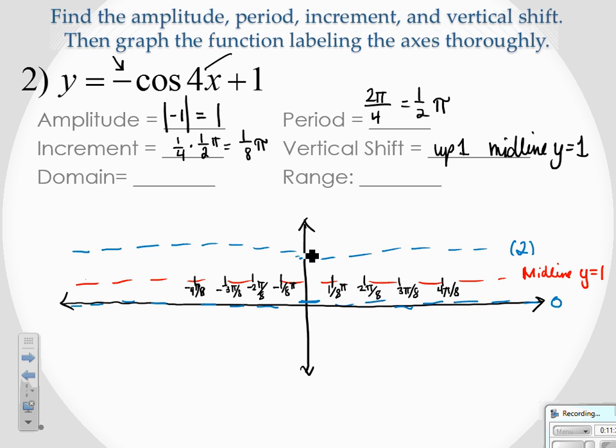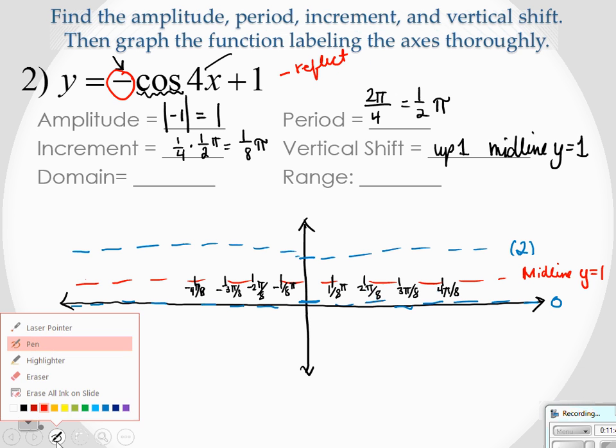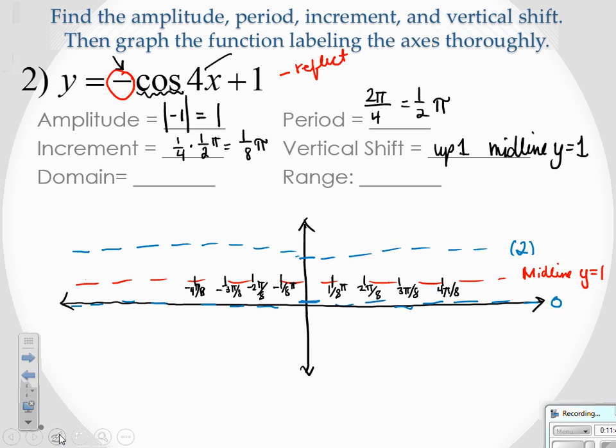Okay, now I can go ahead and do my 5 critical points. My 5 critical points, I got to figure out what I have. Oh, I have a cosine, but I have a negative cosine. So the negative means I'm going to reflect it over the x-axis. So that means where would cosine normally start? Cosine would normally start high, but because I'm doing a reflection, it's really going to start low. Okay, so it's opposite of what you would think because there's a negative cosine.